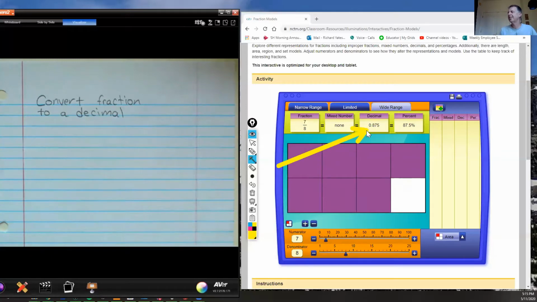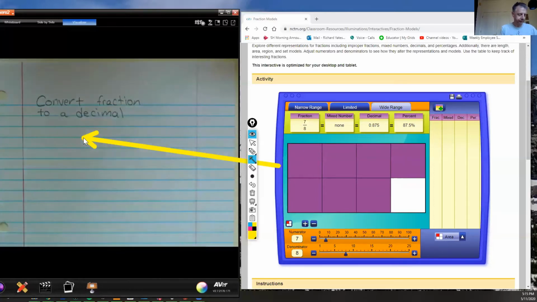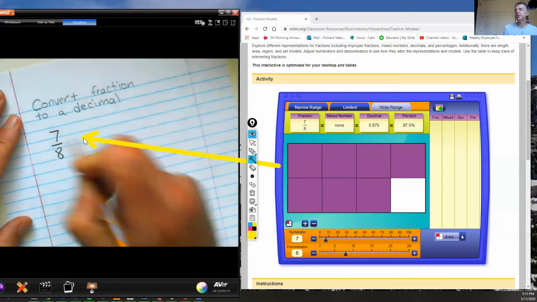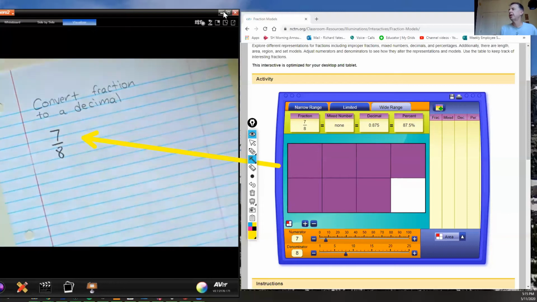Now the question is, how do we turn this fraction 7/8 into this decimal? How did we get this decimal? We can't turn this 8 into a 10 or 100 or 1,000 by multiplying. So how do we do it? How do we turn this fraction into a decimal? I'm going to go ahead and show you right now. I'm going to put this fraction 7/8 over here on my paper, and I'm going to show you the steps to convert a fraction into a decimal.